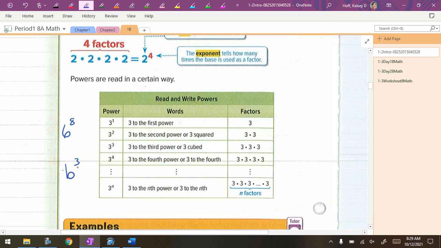Now, some of us, we got to be really cautious with our handwriting. That number needs to be smaller, right? And up above it a little bit. So we got to be really cautious of that.